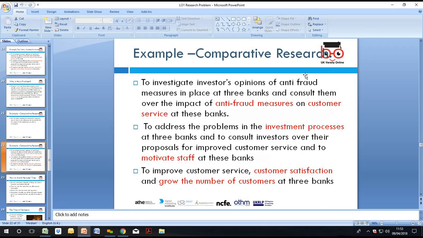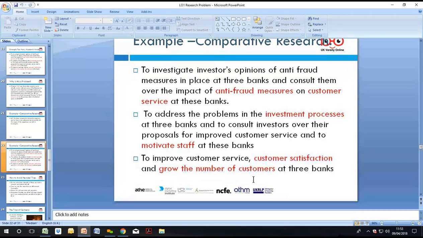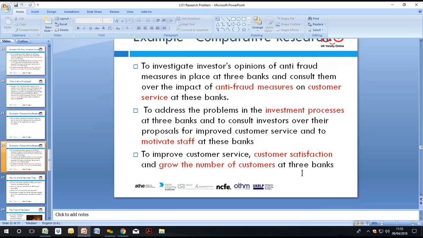To investigate, I'll come back to, we said customer satisfaction, yeah? We could look at how to improve customer service, customer satisfaction, and grow the number of customers at 3 banks, yeah? So that's saying 3, no more than 3, yeah? So you don't get into it too deep and have to find out more and more information, which won't really add much to the research project that you're going to do.